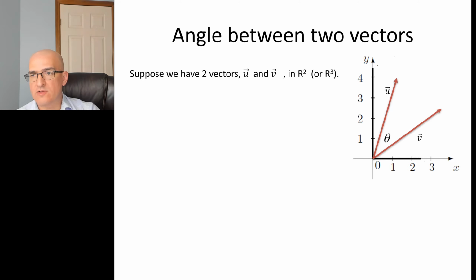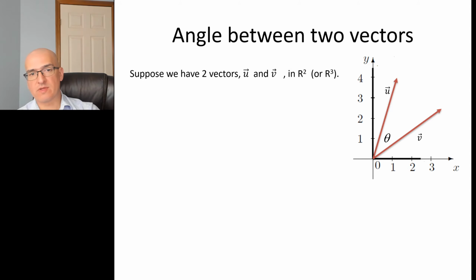So here I have drawn two vectors, u and v. U appears to be 1, 4. V appears to be, oh, it's not very nice. Maybe 3.5, 2.5. So not very nice numbers, but they're not meant to be nice. In between these two vectors, as long as they're not parallel vectors, as long as they're not collinear vectors, there will be a non-zero angle between those vectors.